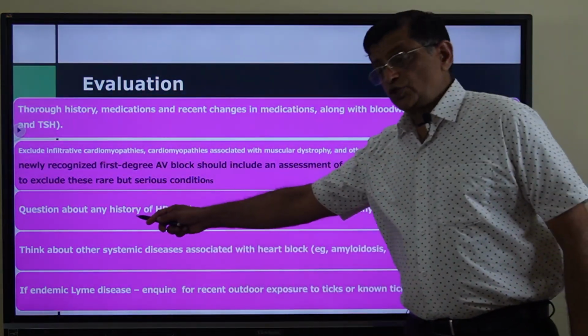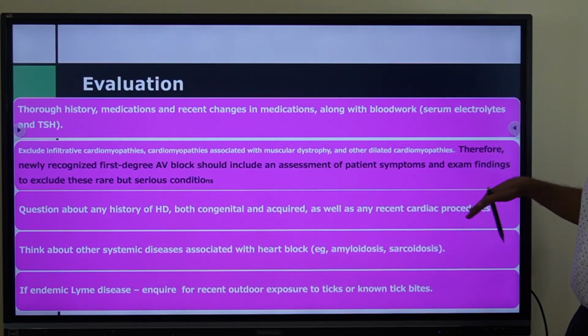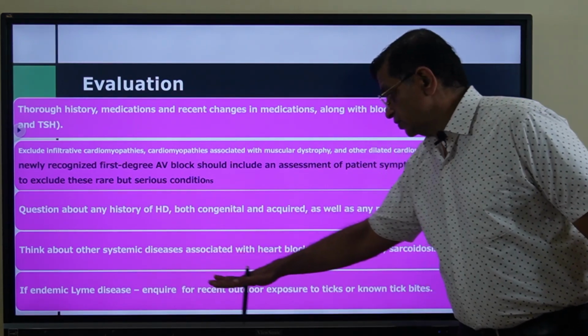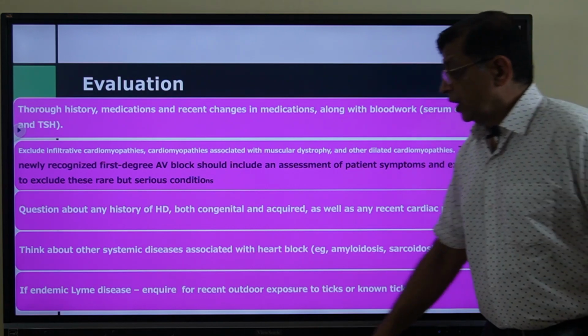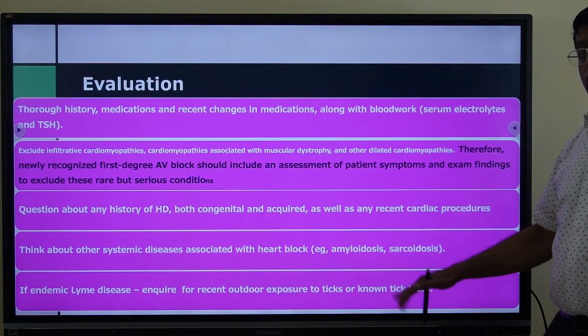Ask about the history of heart disease, either congenital or acquired, as well as any recent cardiac procedures. Think about infiltrative cardiac diseases like amyloidosis and sarcoidosis. Again, these are rare, but also think about Lyme disease if it is endemic, and look for any outdoor exposure or tick bites.